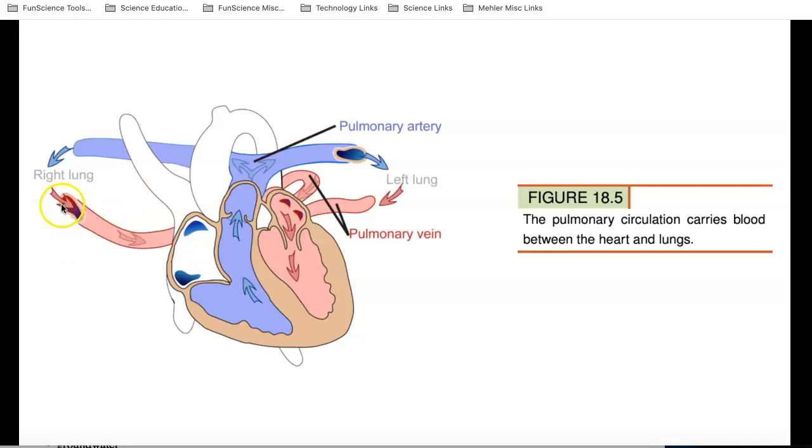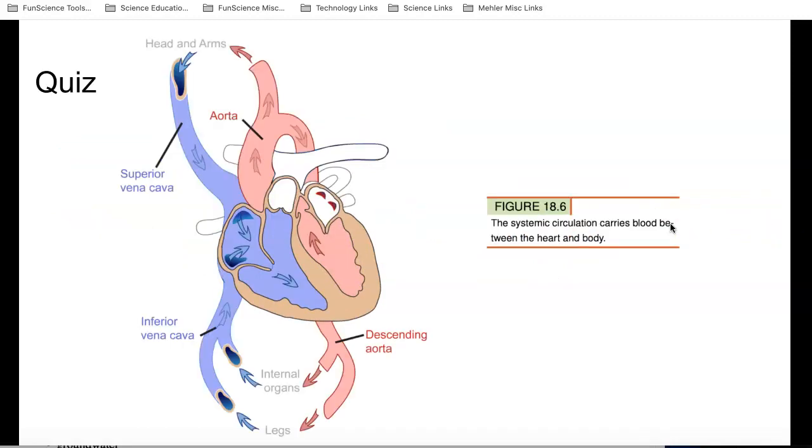So this is the pulmonary. This is the right lung bringing blood back in, and the left lung bringing blood back in. Notice right here is where it comes in, and it's pumped here. So the pulmonary circulation system carries blood between the heart and the lungs. This is an important diagram because it'll be on the quiz.